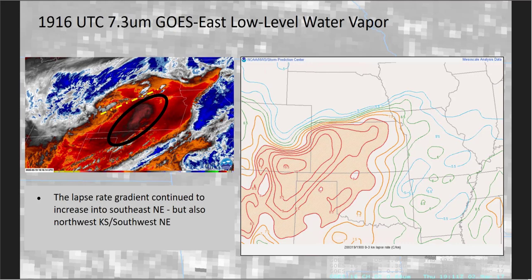So again, here's a look at the SPC 0 to 3 kilometer lapse rates from 19Z. And you can see that gradient is really tightening in that same area where convective initiation has started, going from, I guess, eastern Colorado through northwest Kansas into south central Nebraska.